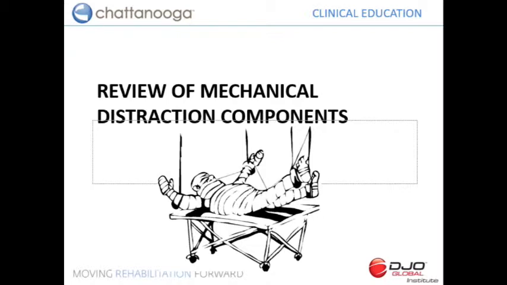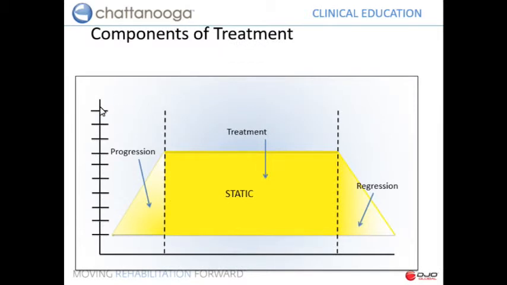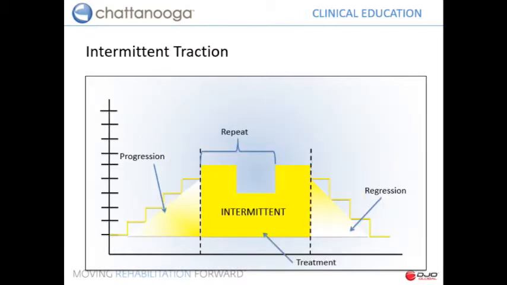So first is to really go over and look at the components of treatment really quick. Looking at the vertical axis here, that's going to be the intensity, the amount of force that you're going to be pulling with, and then the horizontal axis here is going to be the duration, the length of time. So what you see here is there's a progression. We start with 0 distraction force, we add distraction force until we reach our treatment level, and then if it's sustained, that's basically what static is.